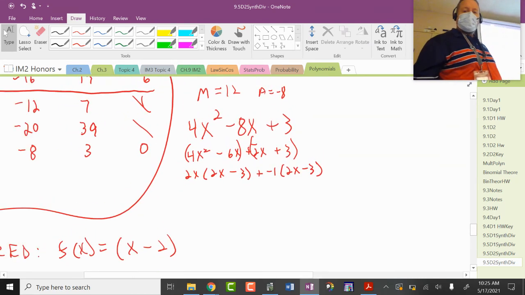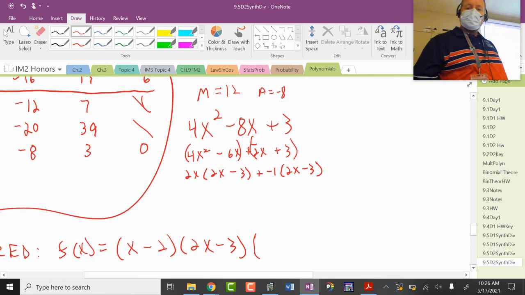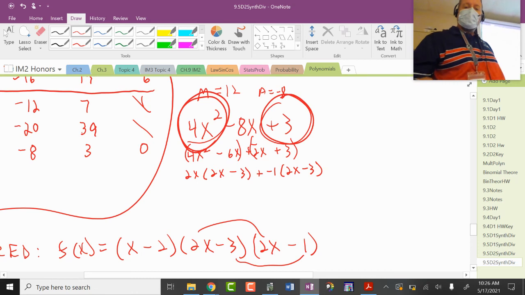Because now I know I pull out that 2x minus 3, and I'm left with 2x minus 1. I'm almost done. Watch the screen. There we go. Good foilers are good factors. What's 2x times 2x? What's negative 3 times negative 1? And then the middle term, negative 2x and negative 6x.